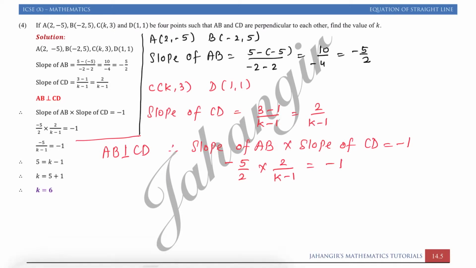As you can see, 2 and 2 you can cancel out. You can cancel the minus and minus also. Whatever is left, let's write it down. Therefore we can cross multiply: 5 is equal to k - 1. So therefore k is equal to 5 + 1, that is 6. So we get the value of k.